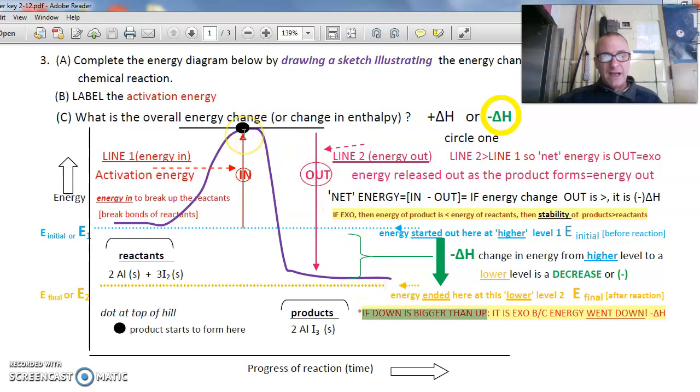That line is found by taking this energy in. The energy outline is bigger. If you take the energy in line and subtract the energy out line, the difference between the two is this, and it is a drop. Energy in minus energy out. The out is bigger, so it's negative. We know it's exothermic.